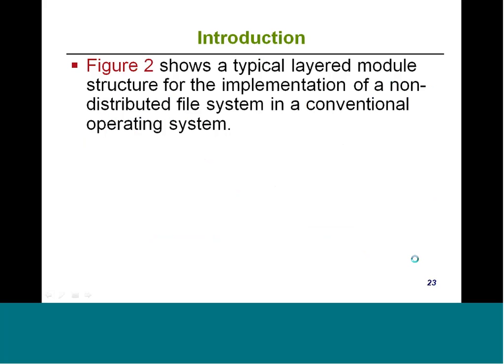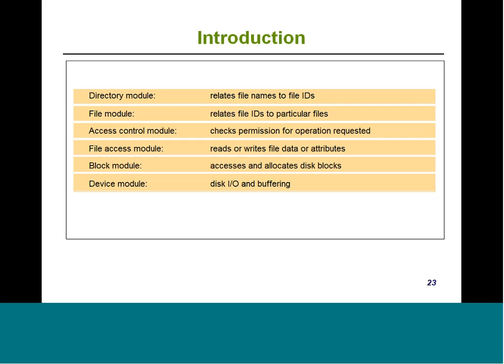So let's look at the next picture. This shows a layered module structure for the implementation of a non-distributed file system. Here we have a directory module and then a file module, then the access control module, file access module, a block module and a device module. So let's look at the function of each of them.